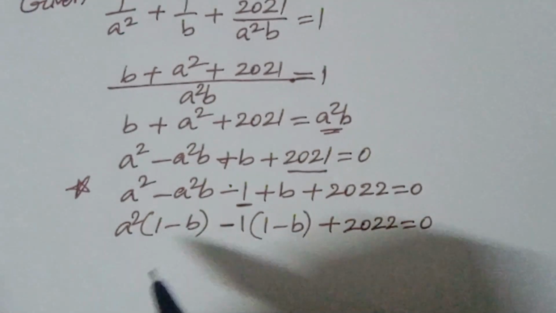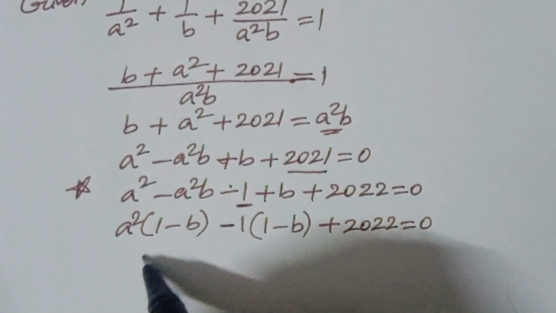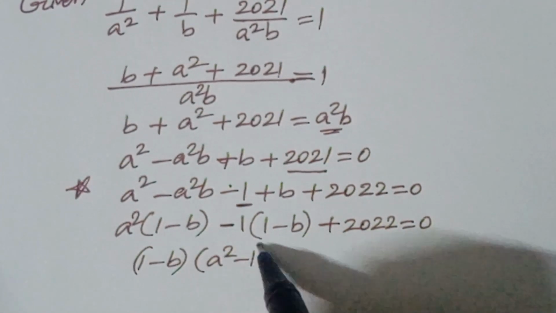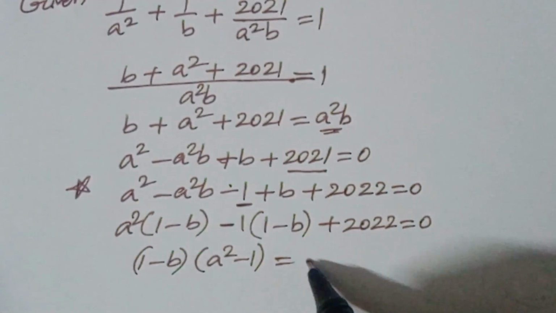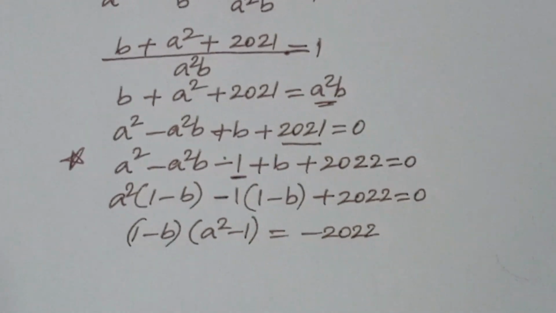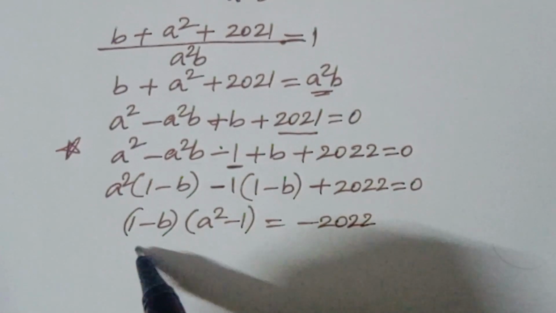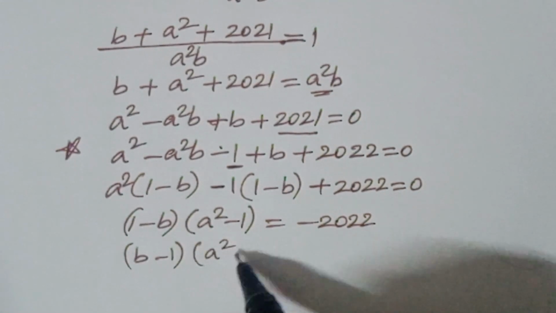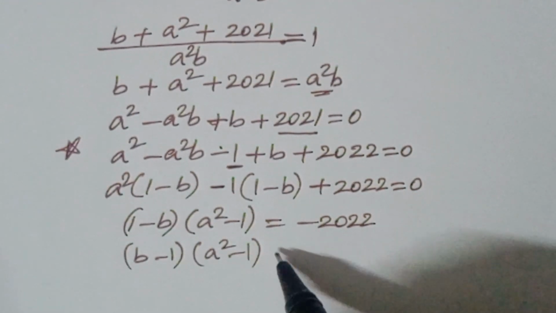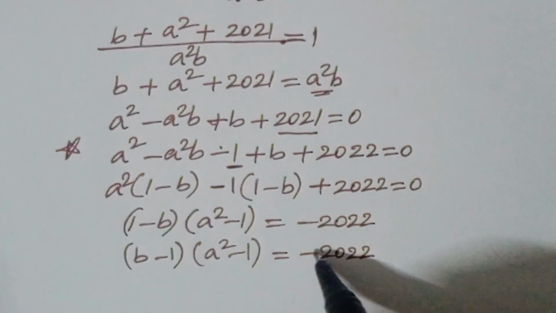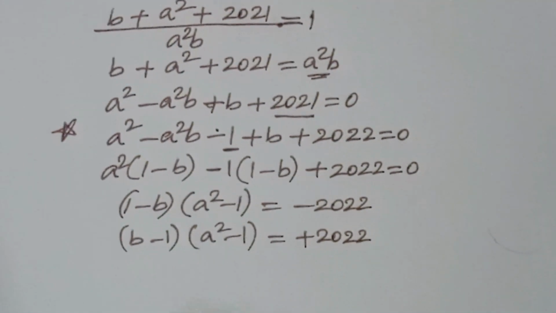So here you can write 1 minus b common a square minus 1 is equal to minus 2022. So how to remove this minus? Taking minus common, b minus 1 into a square minus 1 is equal to minus 2022. So here we'll get plus 2022.